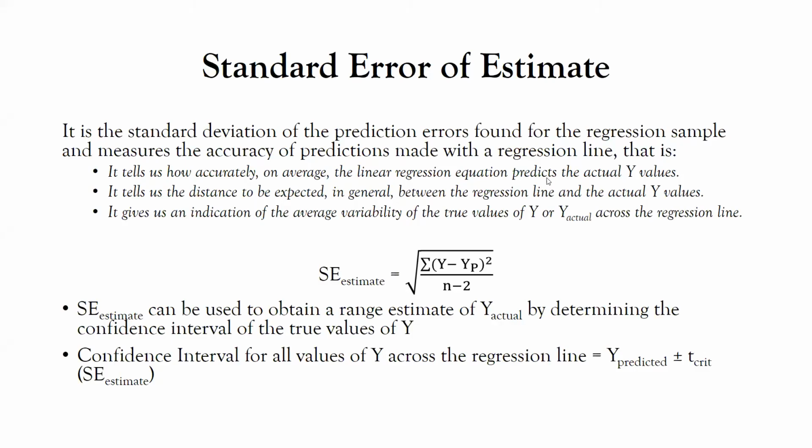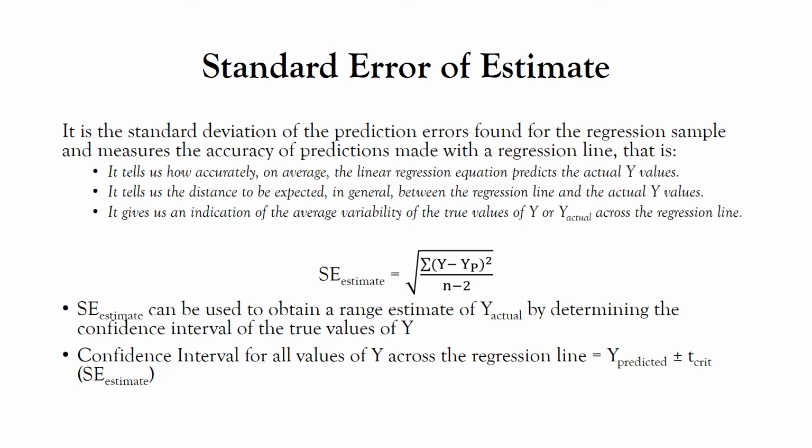Then we have the standard error of estimate. I am not going to ask you to solve for this in the remaining requirements for the course, but I just wanted to add this. It has a similar logic to the previous lessons on standard errors. The standard error of estimate for the regression model is a standard deviation of the prediction errors found for the regression sample and measures the accuracy of predictions made with the regression line.